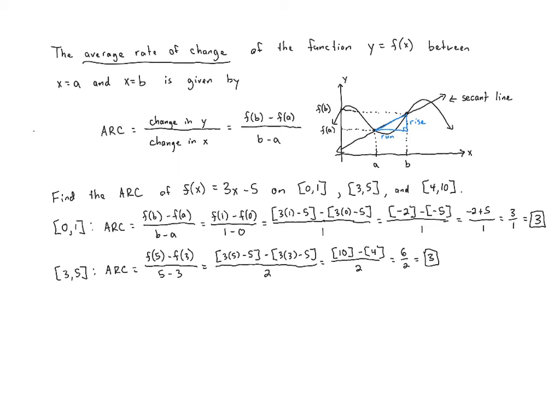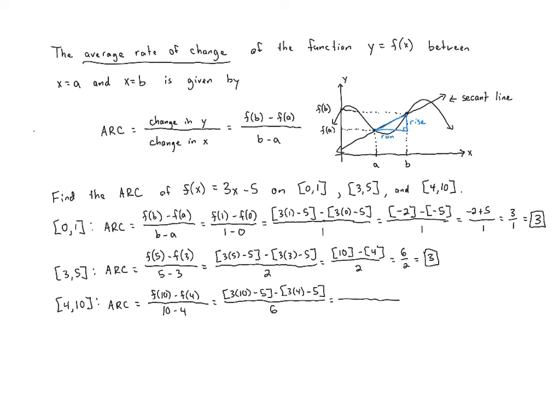Let's take a look at the third interval, the interval from 4 to 10. Hopefully you're getting the hang of this here. The average rate of change is going to be the difference in the function values, so f of 10 minus f of 4, divided by the difference of the x values, 10 minus 4. So when we substitute in 10, that gives us 3 times 10 minus 5. And when we substitute in 4, that's going to be 3 times 4 minus 5. And it'll all be over 6.